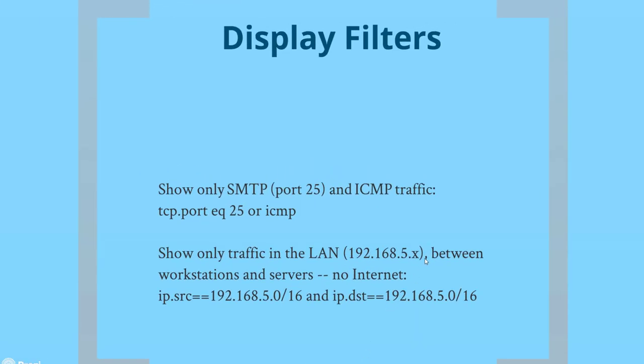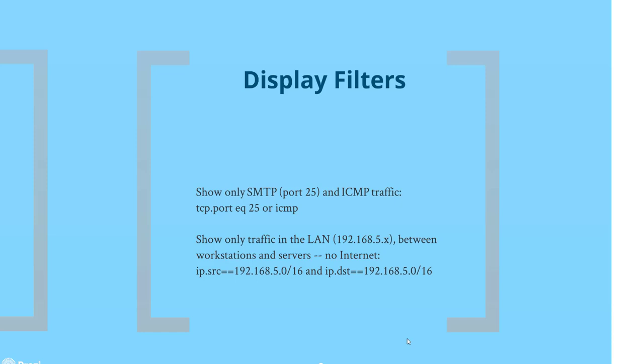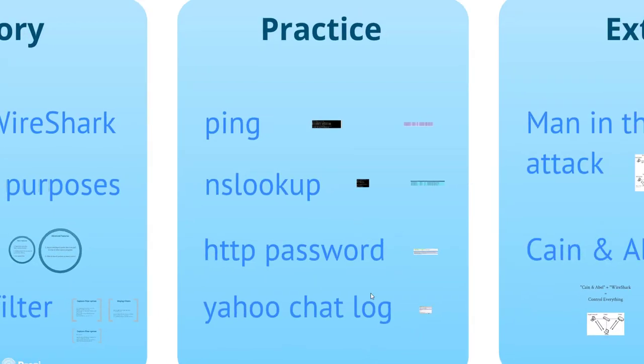And the display filters. So show only SMTP, port 25 and ICMP traffic. So these are specific examples. Okay, to be able to display the filters, IP source 192.168.5.0/16 and IP destination 192.168.5.0. Okay, so let's have an example.